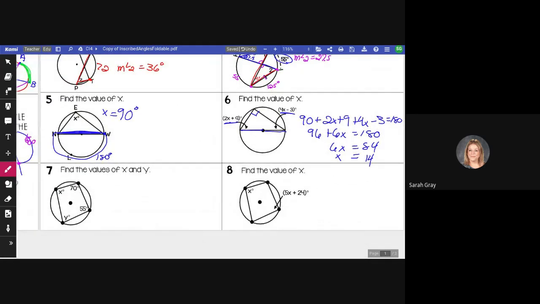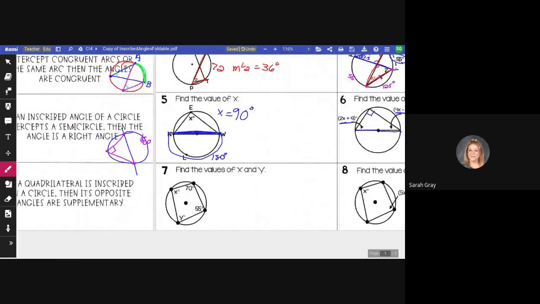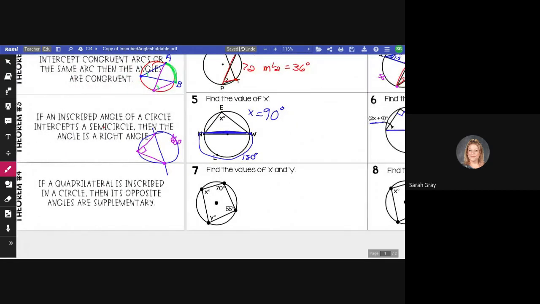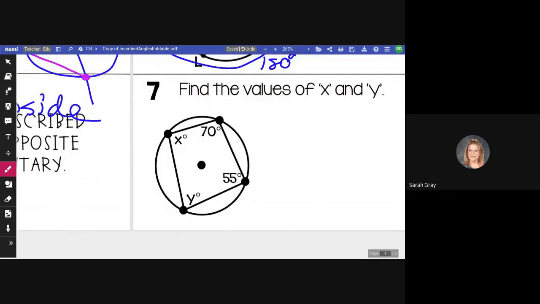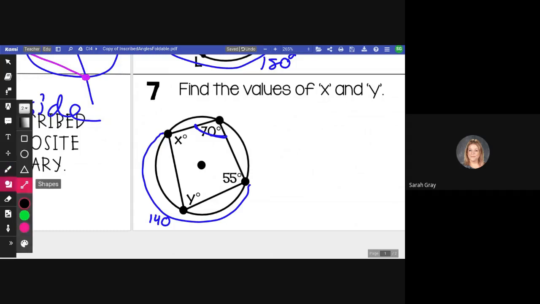Okay, one more theorem. If a quadrilateral is inscribed, remember inscribed means inside a circle, then its opposite angles are supplementary. Okay. Again, this is totally based off of that first rule. Because let's look at the angle 70. It opens up to this blue arc. It means the blue arc would be 140. And if we look at the angle opposite of the 70, that would be the y.